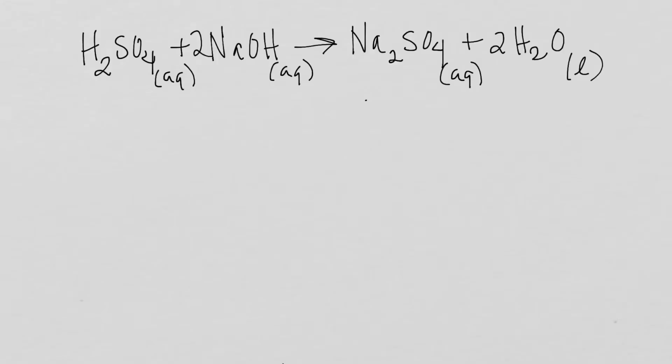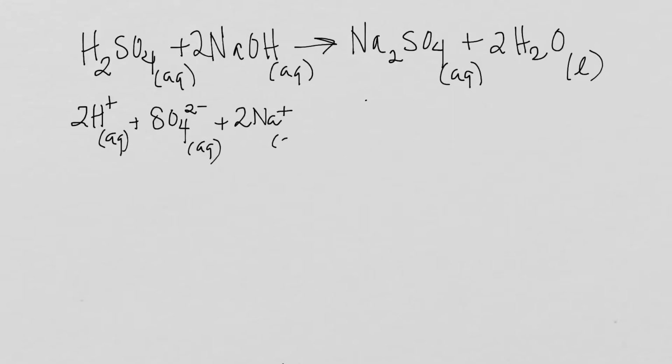Okay, so the first thing we're going to do when we make an ionic equation is we are going to split apart all of the ionic compounds that when they get into water, they would dissolve into their separate ions. So we're going to say we have 2 hydrogens and a sulfate ion. And that's what the sulfuric acid, when it's in water, would split into. The sodium hydroxide right here would split apart as well, and I'd have 2 sodium ions and 2 hydroxide ions.